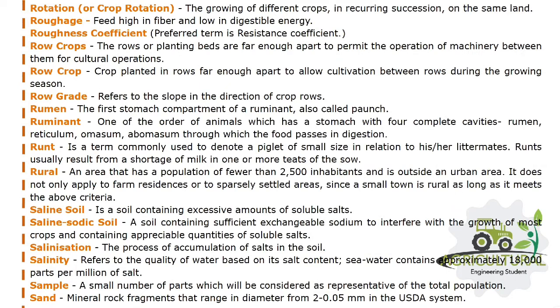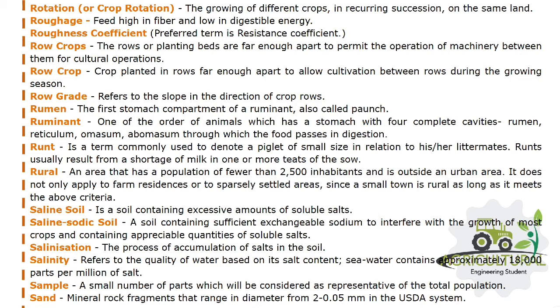Rotation, or crop rotation, the growing of different crops, in recurring succession, on the same land. Roughage, feed high in fiber and low in digestible energy. Roughness coefficient, preferred term is resistance coefficient. Row crops, the rows or planting beds are far enough apart to permit the operation of machinery between them for cultural operations. Row crop, planted in rows far enough apart to allow cultivation between rows during the growing season. Row grade refers to the slope in the direction of crop rows.